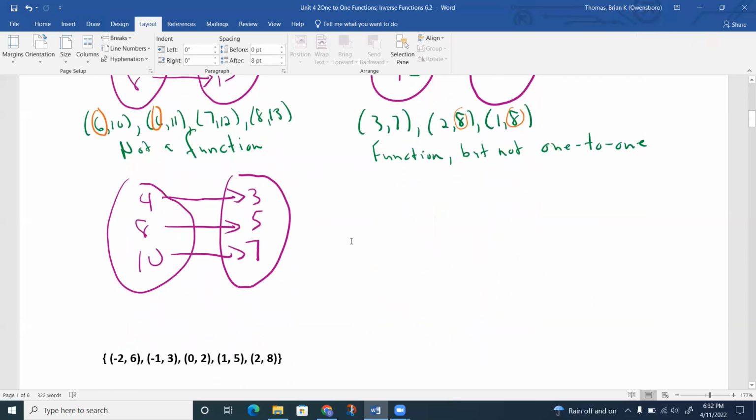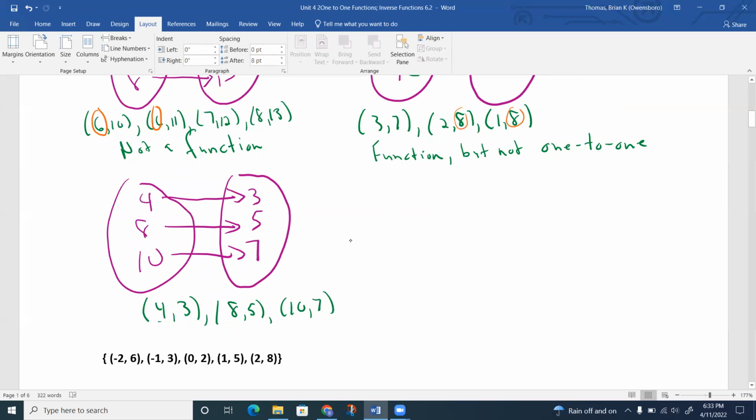So if I look at this next example, notice how the 4 is paired to the 3, the 8 is paired to the 5, the 10 is paired to the 7. Each x value is paired with exactly one y value. So notice how we have this 4, 3, we have this 8, 5, and we have this 10, 7. So notice how the 4, the 8, the 10, there's no repetition in the x values. So this is a function.